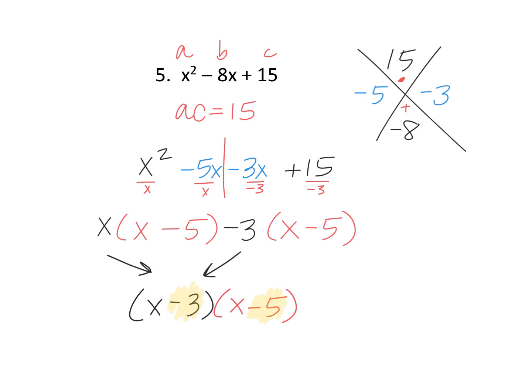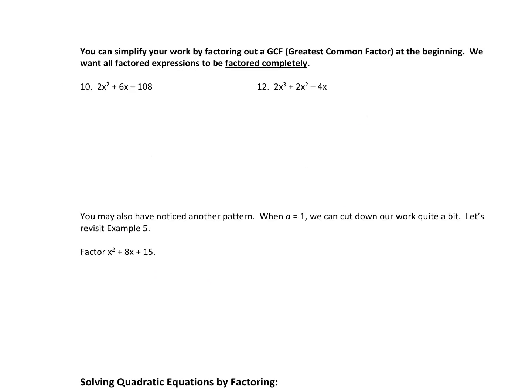On number 5, where did these two numbers come from? This negative 3 and negative 5, where else do you see them? Your X box. That's not a coincidence. The reason this happens is because A is 1. You can go right from the X box to your final factored form when A is 1. So it's a shortcut. Yay. So this is an example of A is 1. Although we did it the long way, right? So it's fine if you want to do it the long way. It just takes more time. At the beginning, you would want to do that because then it makes your numbers smaller and more manageable.